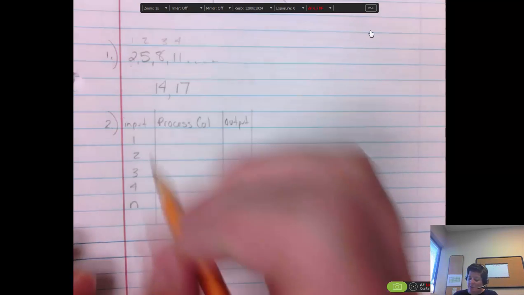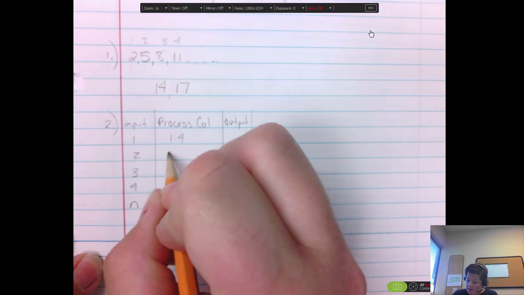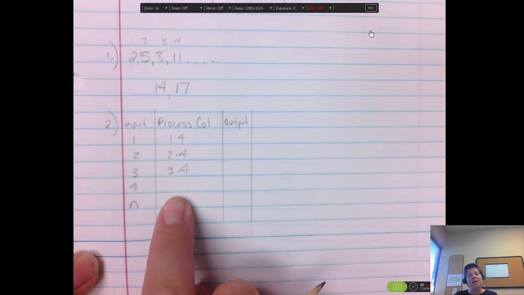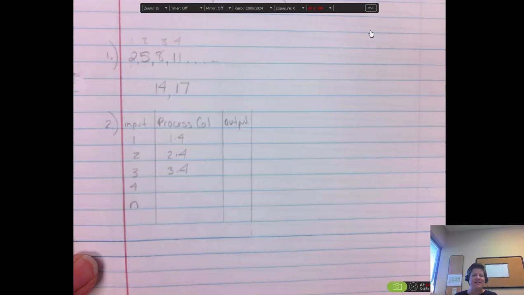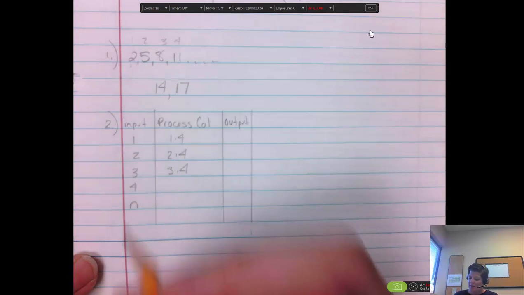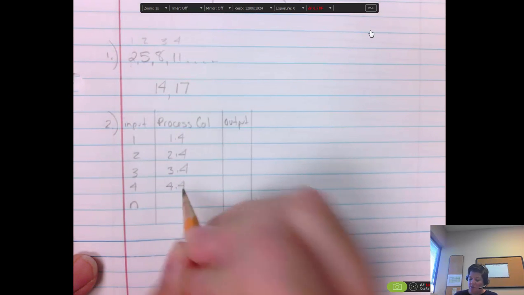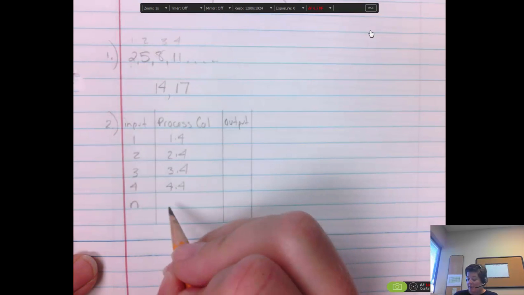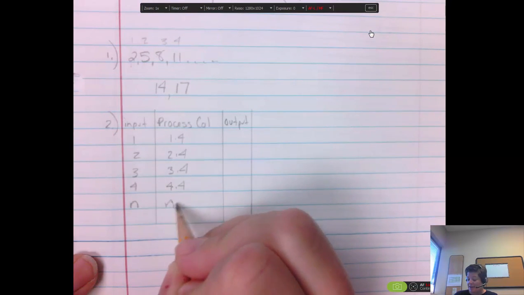What if the process went like 1 times 4, 2 times 4, 3 times 4? What would be the next one? What would be the pattern if that's our process? Timesing by 4, the next one would be 4 times 4. And what if it was a letter, a variable, in that input? It would then be n times 4.